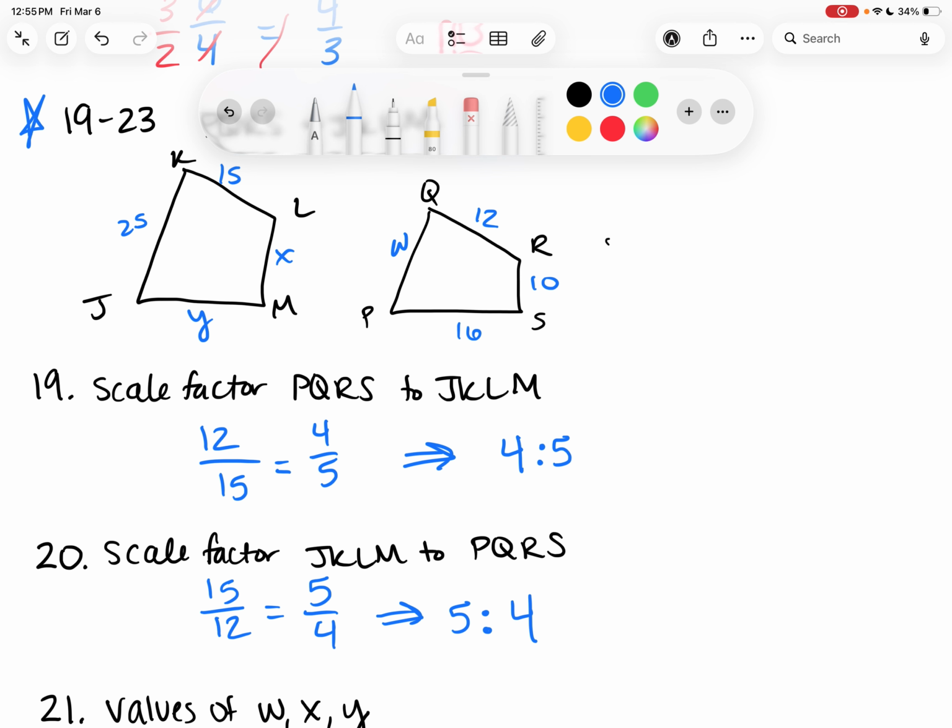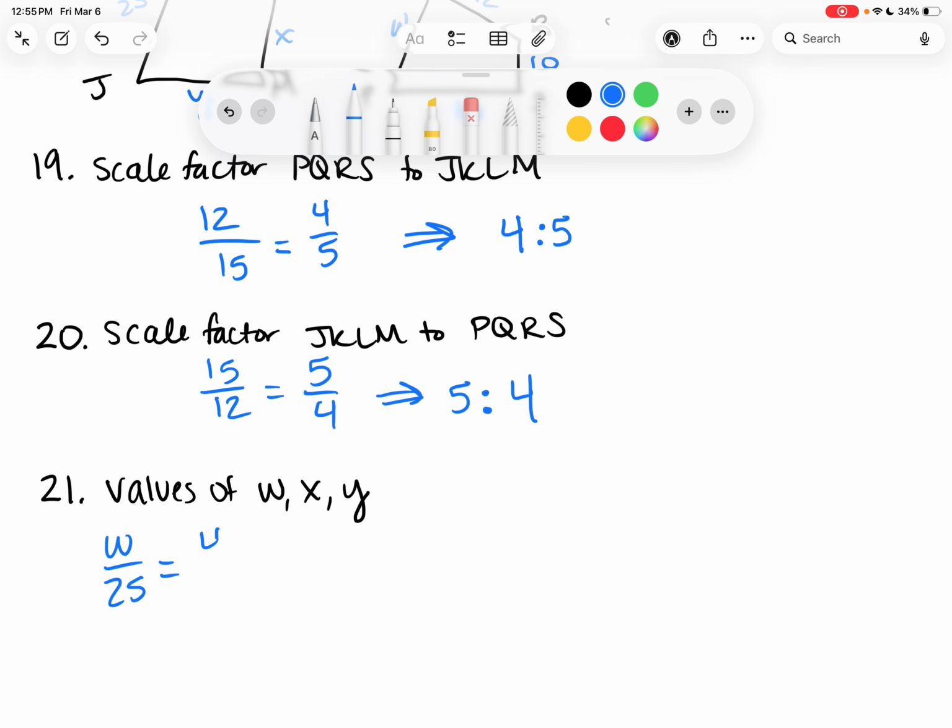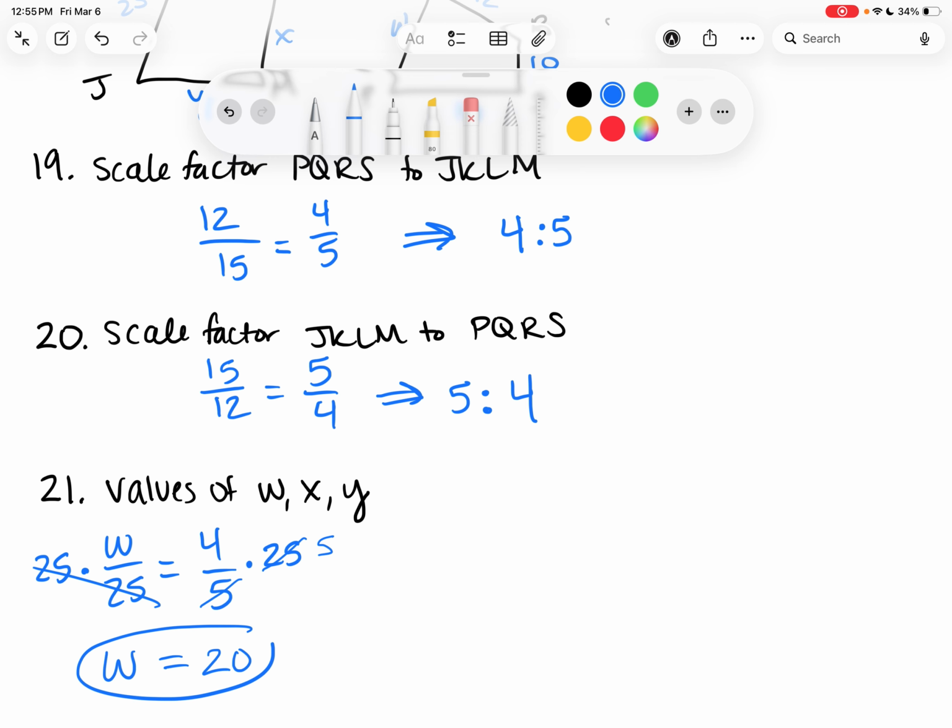So in this case, I started over here with this one, PQRS, so that means I would need this scale factor of 4/5, which I can do. So 4/5. And then I just need to algebraically multiply both sides by 25. So over here, I'm left with W. 5 goes into 25 5 times. 4 times 5 is 20, so W is equal to 20.